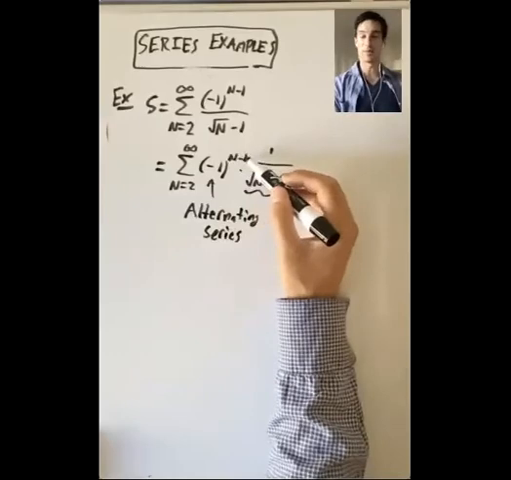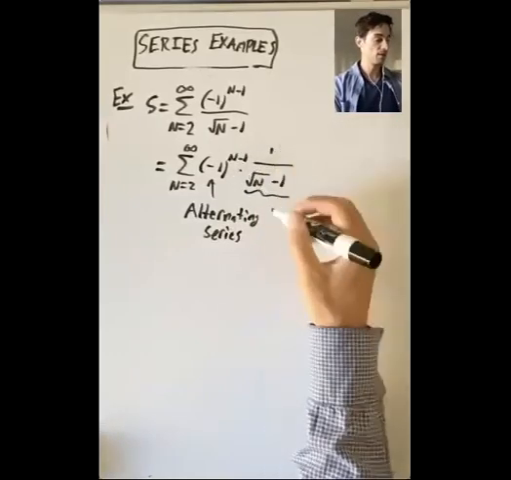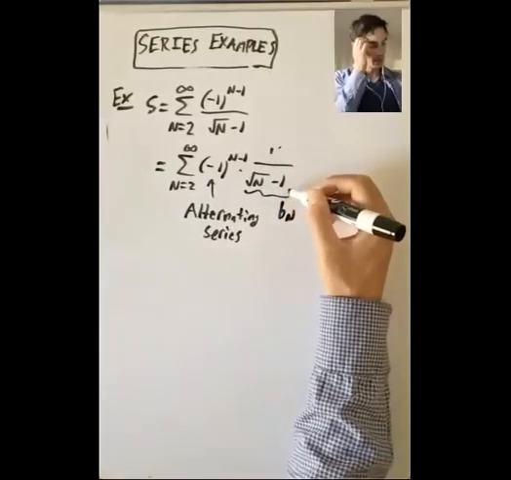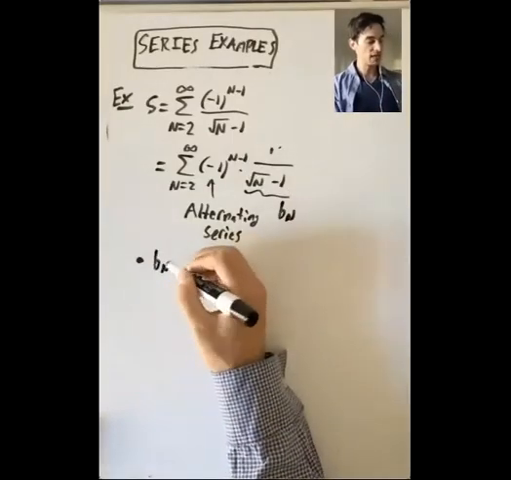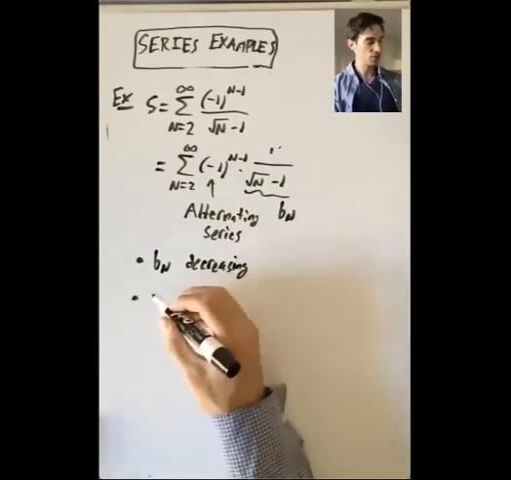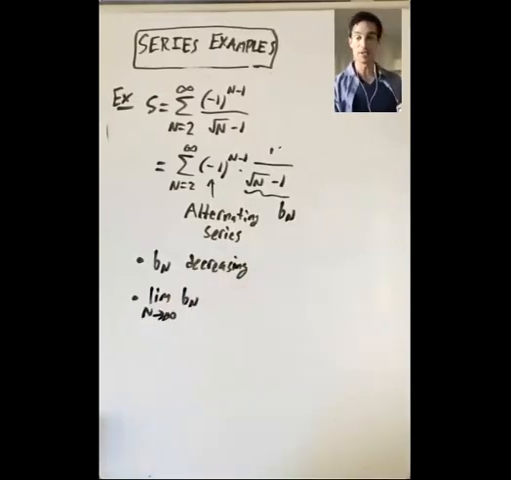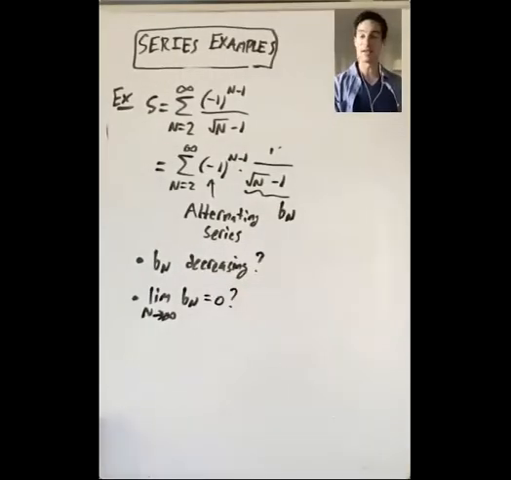Minus 1 to the 2 minus 1 is minus 1. So these terms go negative, positive, negative, positive, negative, positive. So this is an alternating series. We can set the non-minus 1 to the n part as Bn. And now all we have to do is check: is Bn decreasing? And then is it true that the limit as n goes to infinity of Bn equals 0? If both of those things are true, then this series is going to converge by the alternating series test.